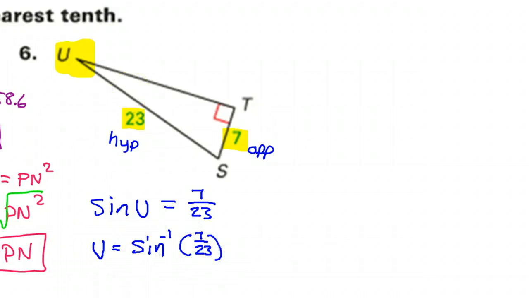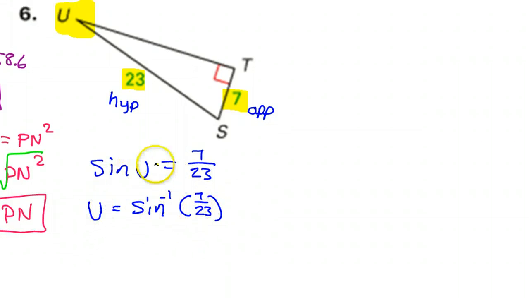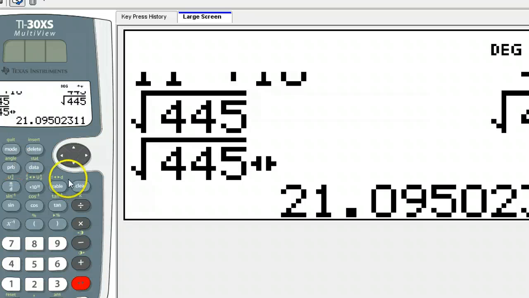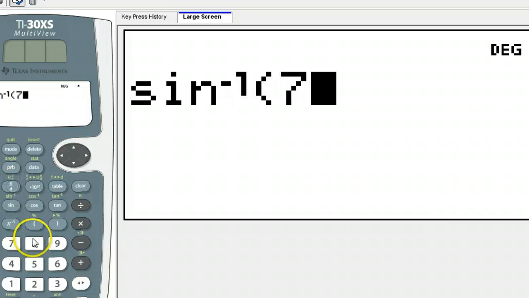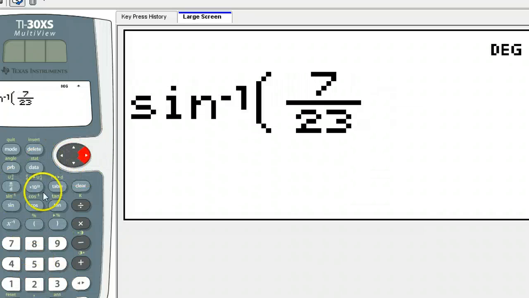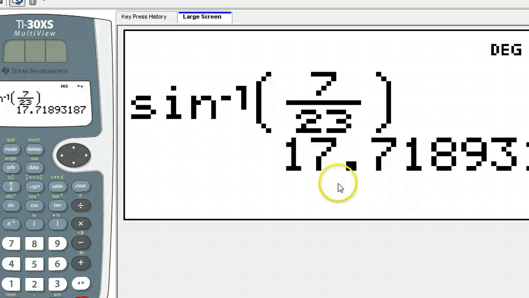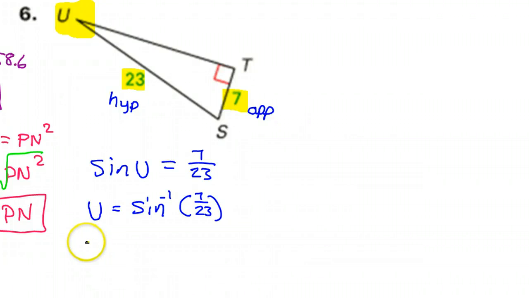And you must show this step. All right. Do not just go straight to the calculator. Show this step. But now we'll go to the calculator. Inverse sine of 7 over 23. So that's 17.7. Okay, so U is 17.7 degrees.